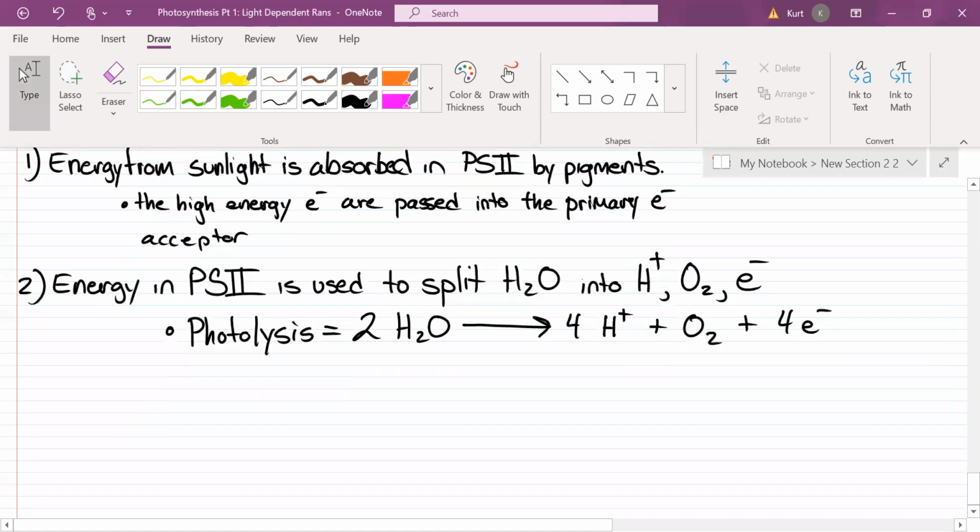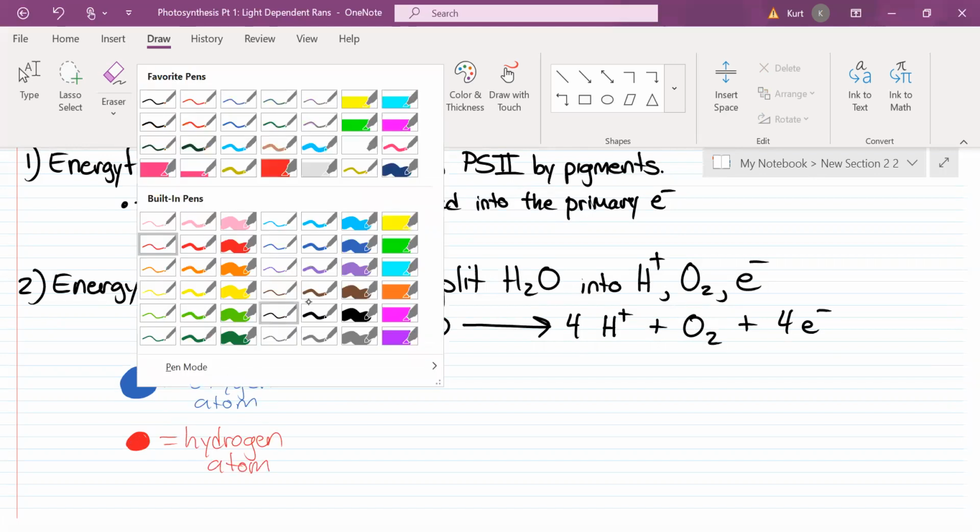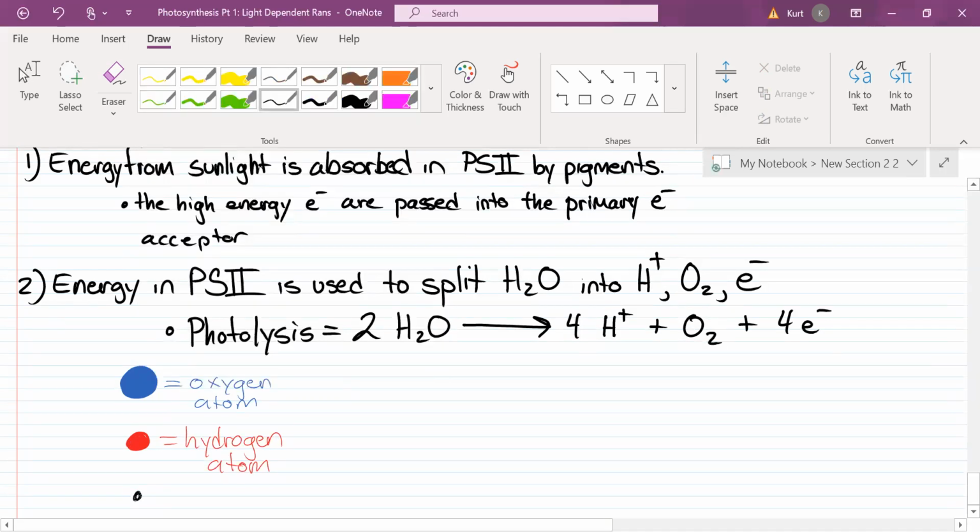Now, if you struggle at all in chemistry or haven't even taken chemistry, I'm going to draw this out for you to hopefully have it make a little bit more sense. So, first thing I'm going to have is a big blue circle here. This big blue circle is going to represent an oxygen atom. I'm going to have a smaller red circle here. This is going to represent a hydrogen atom. And I'm going to have a little black dot here. It's going to represent an electron.